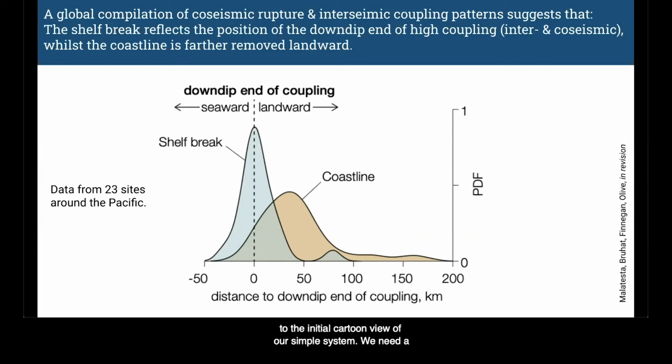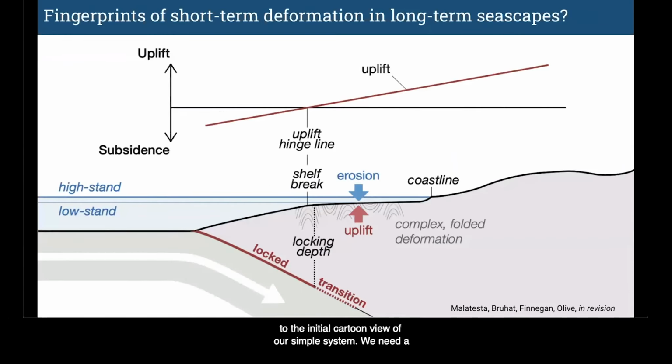So going back to the initial cartoon view of our simple system, we need a zone of uplift in order to uplift rocks in a zone of shallow water erosion. In order to do that, we need an uplift hinge line with positive uplift toward the land at the shelf break, and therefore around the position of the locking depth as well, as our observations indicated. The question would be, how would the long-term deformation be informed by the short-term earthquake cycle here? And Jean-Arthur will now propose a conceptual model to give meaning to this long-term uplift.